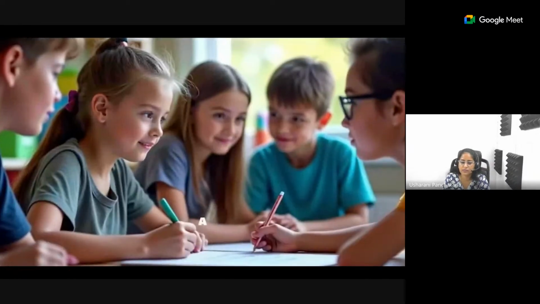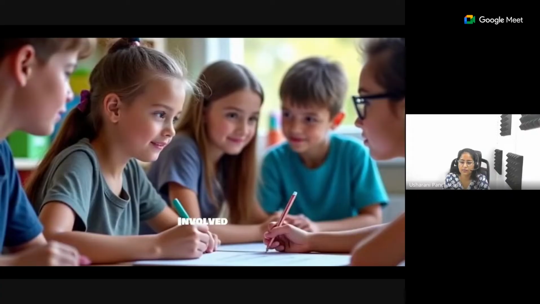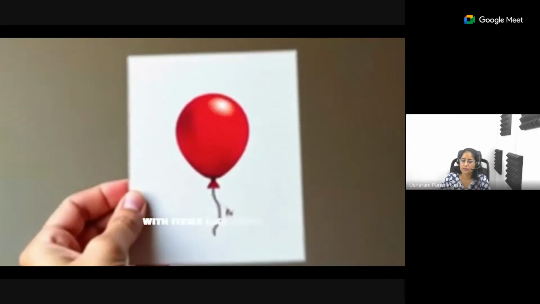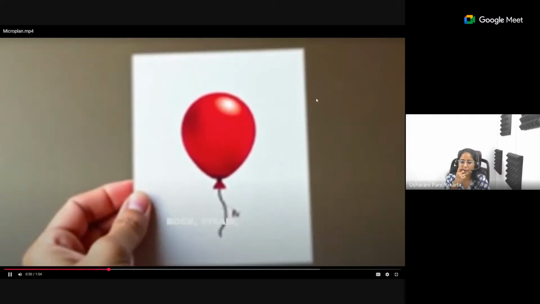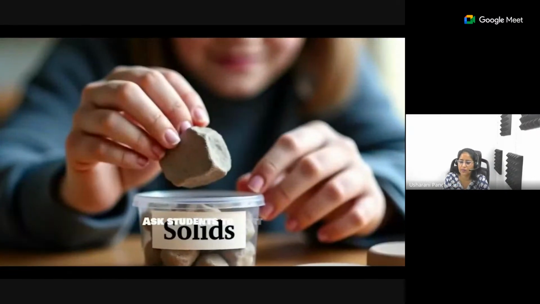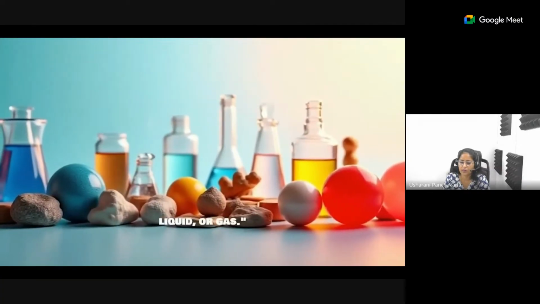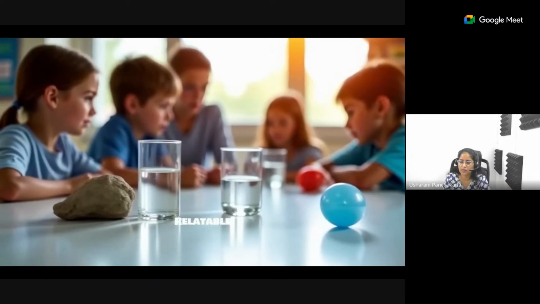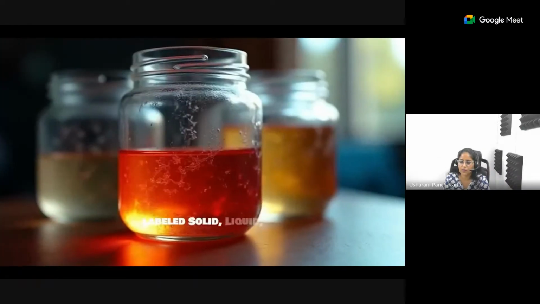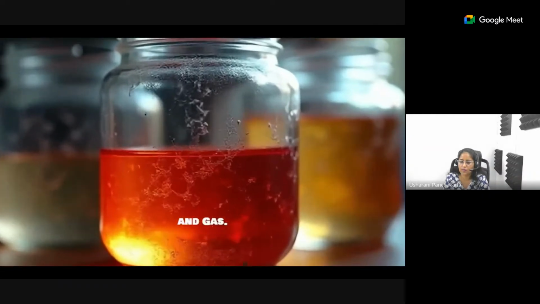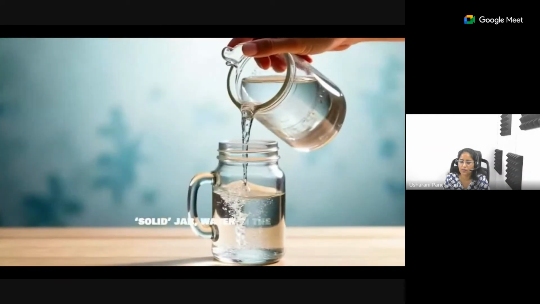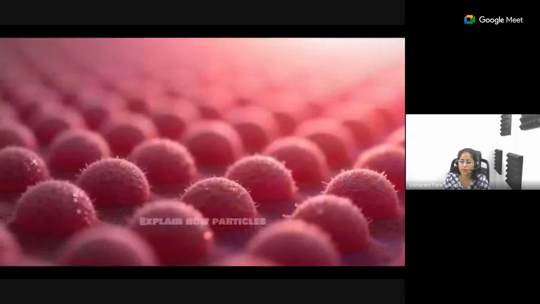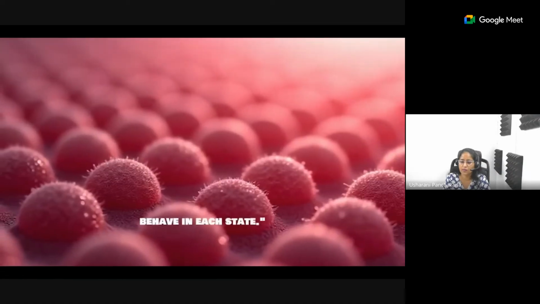A. Activity. Get learners involved. Distribute a worksheet or flashcards with items like juice, rock, steam, and balloon. Ask students to sort them into solid, liquid, or gas. C. Concretization. Make it relatable. Use 3 jars labeled solid, liquid, and gas. Put marbles in the solid jar, water in the liquid, and blow air into a balloon for gas. Explain how particles behave in each state.